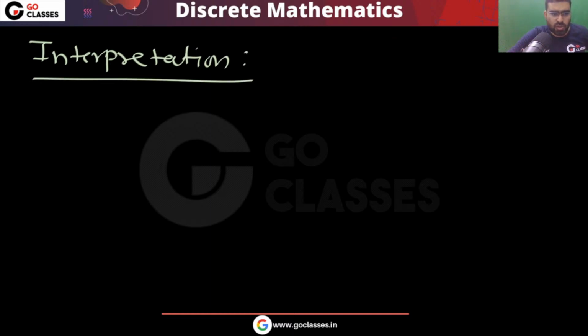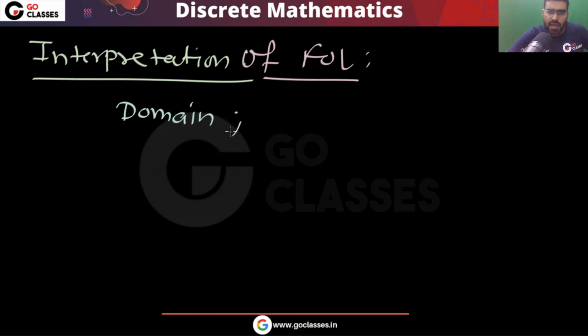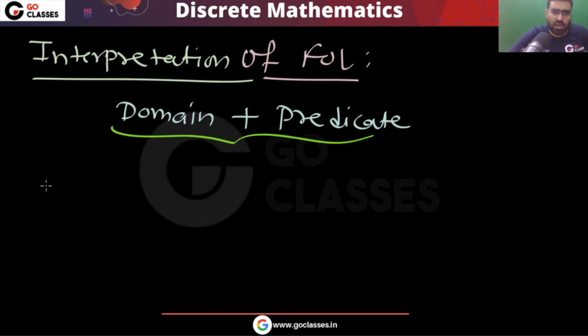Please tell me, did you understand the definition of interpretation? What is interpretation? Interpretation simply means that you give me all the information so that I can find out the truth value of an expression. Interpretation of first order logic, in simple words, means give me the domain and give me the predicate. Give me these two things. This will be called an interpretation.